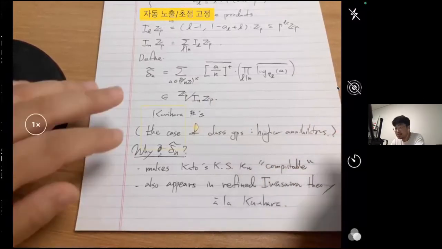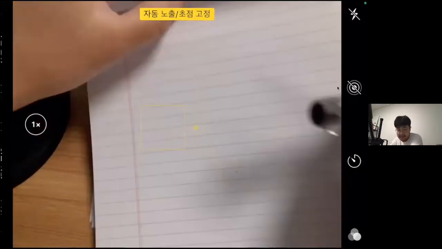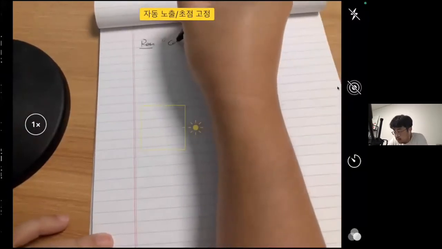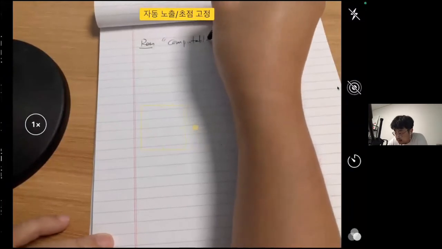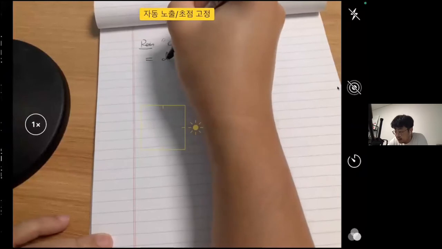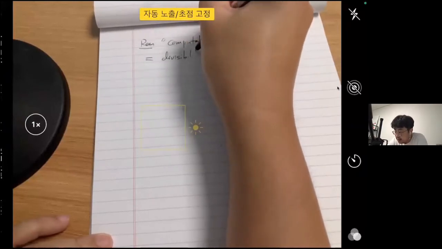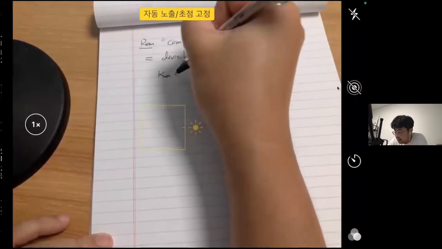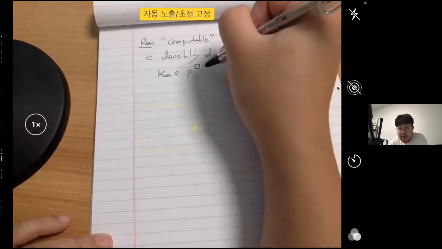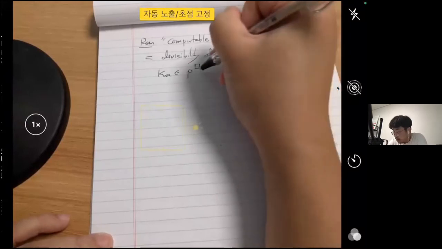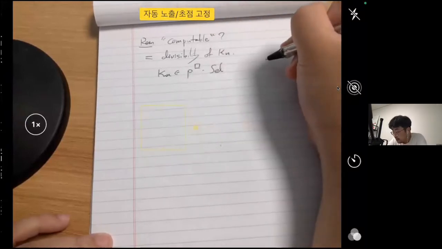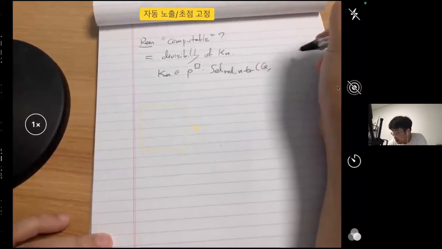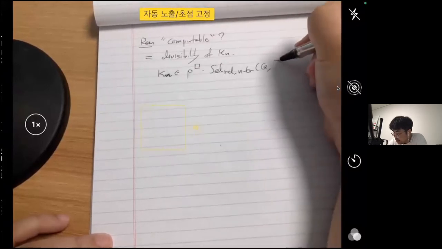Of course, I need to explain what computable means here. It means the divisibility of kappa n. In other words, kappa n lies in p to some power times the Selmer group, with p relaxed and n transverse, but it's a scalar modulo naturally.